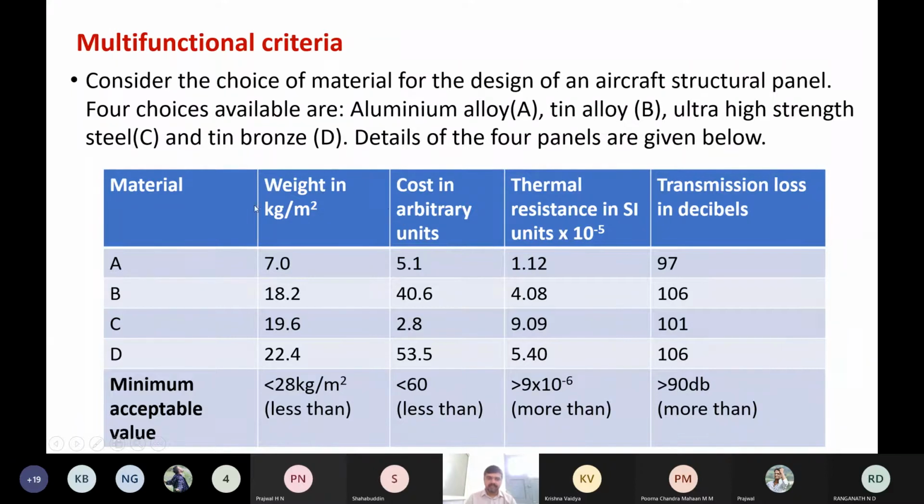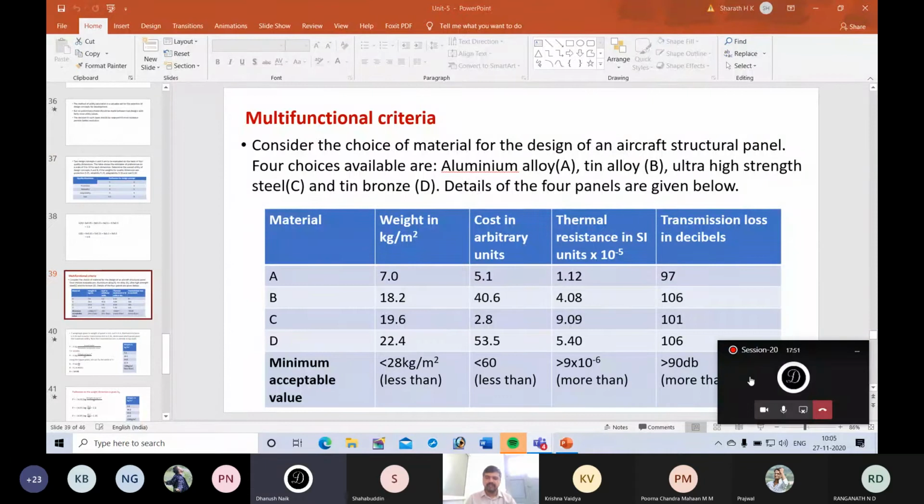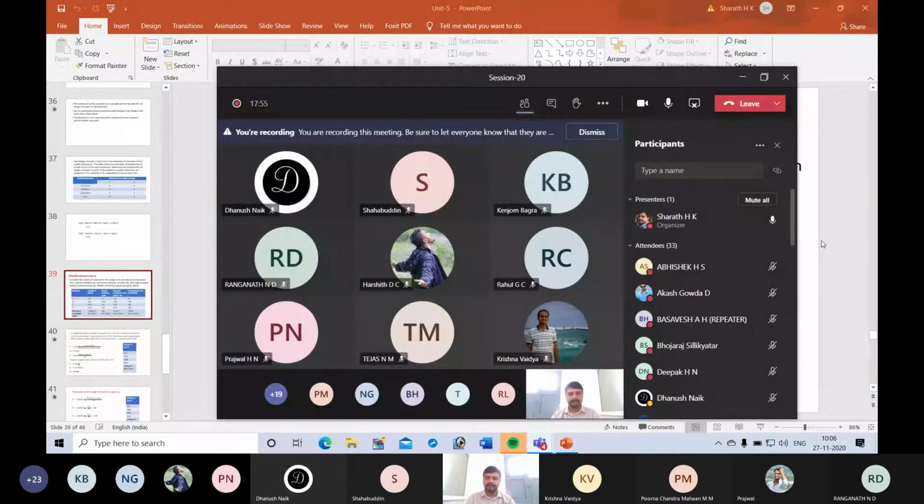Next, in order to make a decision regarding which is the best, there are four factors based on which you are going to decide. One is weight. If you consider an aircraft panel, which is desirable, to have less weight or more weight? Less weight. It should be less.